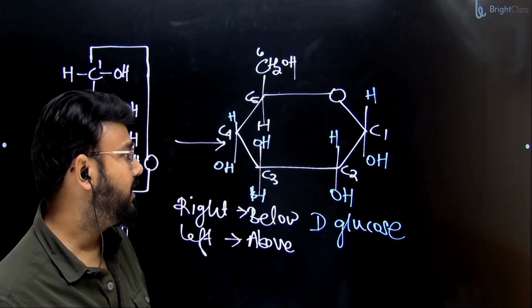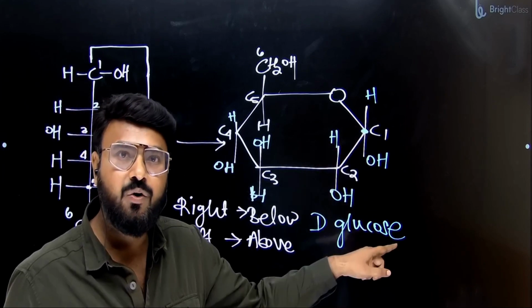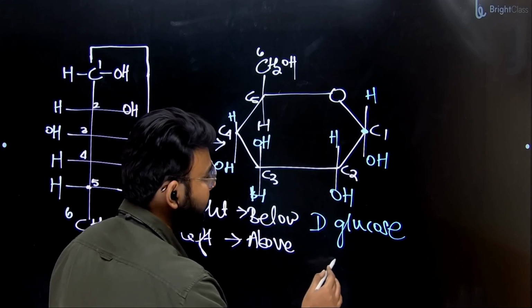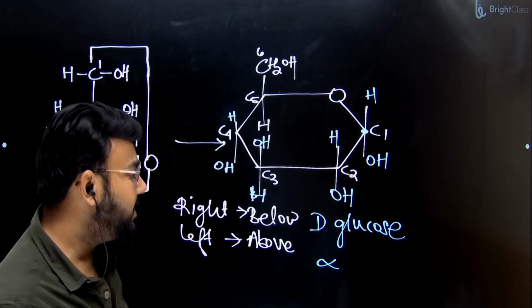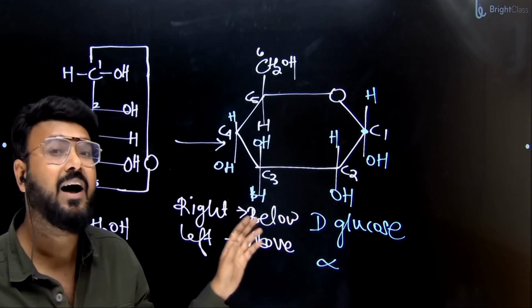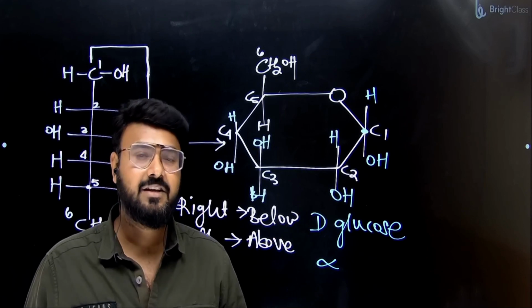One more thing, remember, at the first carbon, when the OH is below, then it's called alpha D-glucose. And when the OH is above, then it's called beta. So this is basically alpha D-glucose. Now, how alpha and beta have come up, we will discuss in the next video.